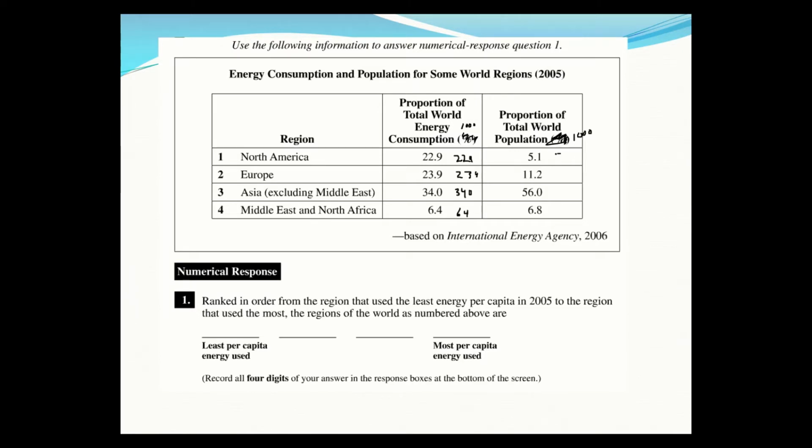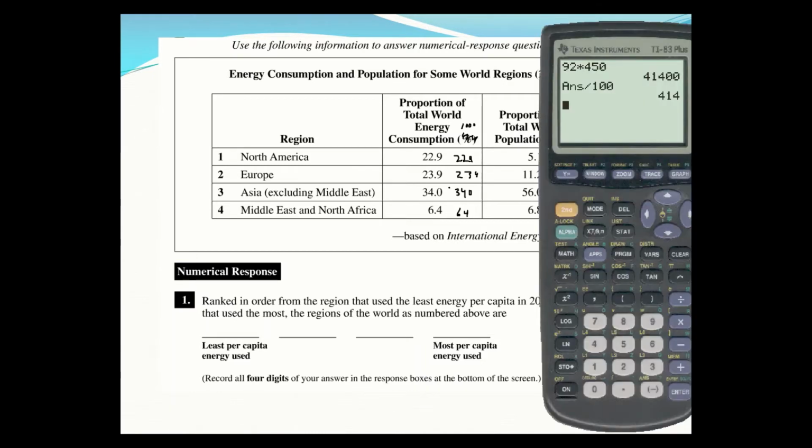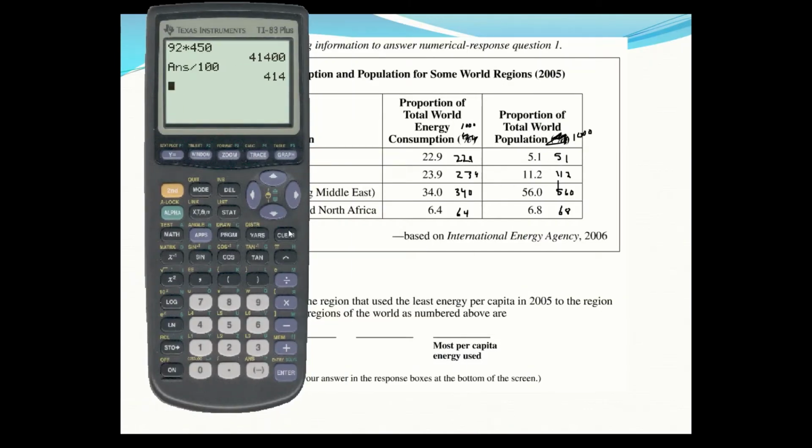If this is per 1,000 people, this has 51 people, this has 112 people, this has 560 people, and this has 68 people. Okay, so all we have to do to find per capita always is divide the energy we use by the number of people, right? And it's the same numbers. So 229 divided by 51 equals that. And even if I use the original numbers, I just use 1,000 because if I used 100, it would be 5.1 people, which would be weird. But if I go 22.9 divided by 5.1, I just plug in those numbers as is. It's the same answer, right?